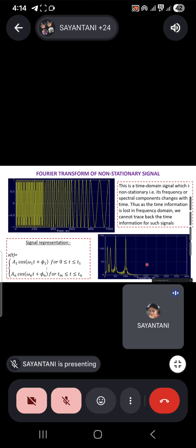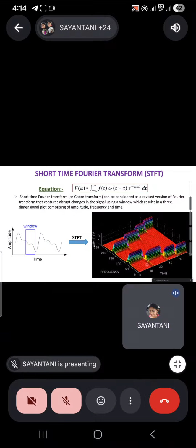That is why we are going to move on to the more established version of Fourier-based analysis or frequency domain-based analysis. So the first version which we use instead of Fourier transform for non-stationary signal analysis is short-time Fourier transform. It is also referred to as Gabor transform. So Gabor is the name of the scientist.